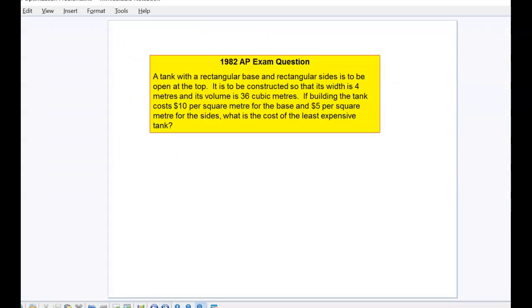All right, the last question is one that you could possibly see, okay? This one says we have a tank with a rectangular base and rectangular sides, to be made with an open top. It is to be constructed so the width is 4 meters and its volume is 36 meters. If building the tank costs $10 per square meter for the base and $5 per square meter for the sides, what's the least expensive cost of the tank? Okay. All right, so let's first of all draw ourselves a rectangular tank.